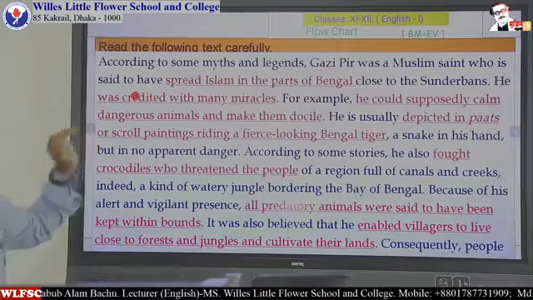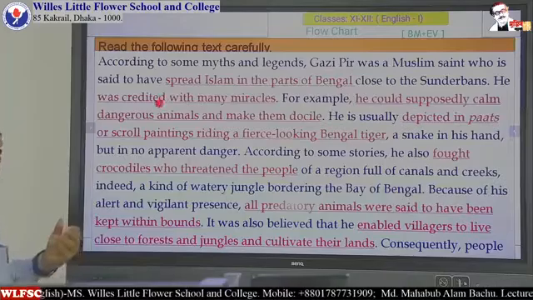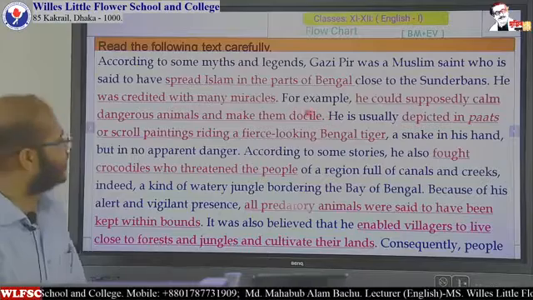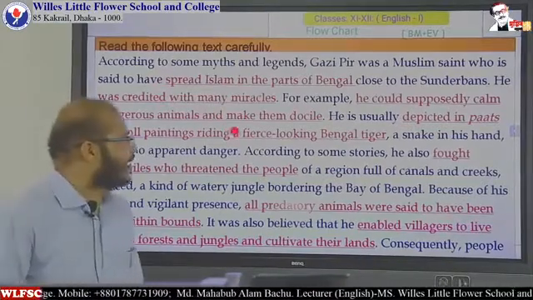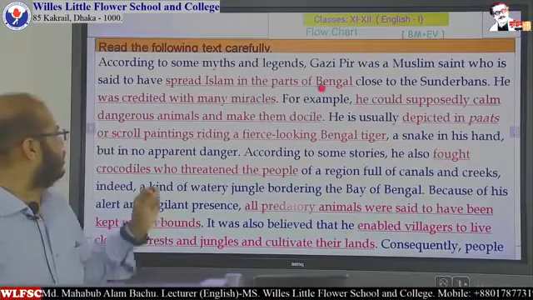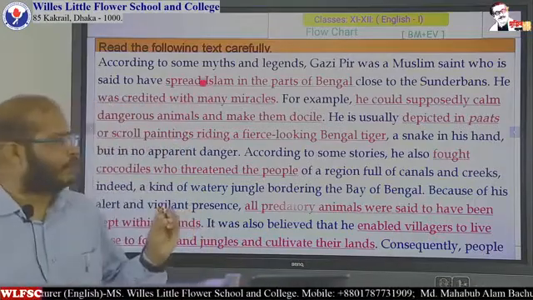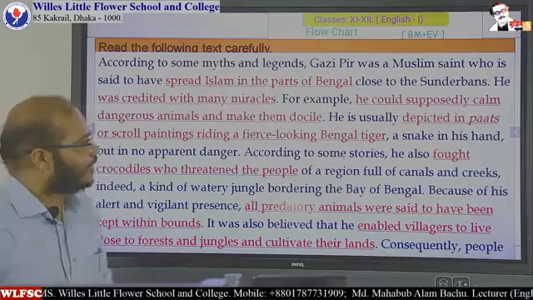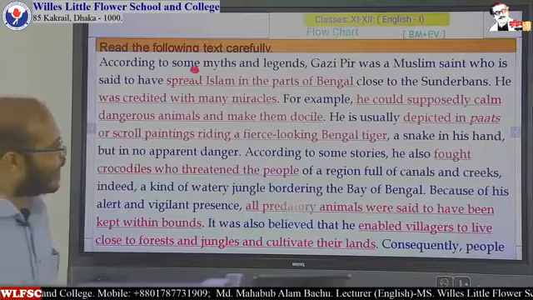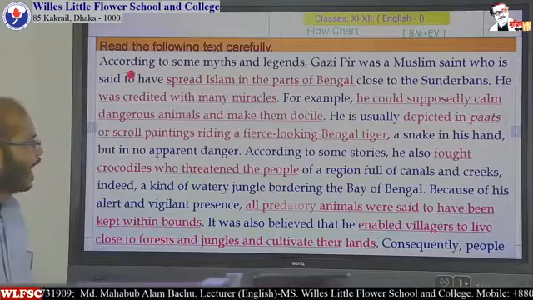It was his quality, or his extraordinary power. For example, he could supposedly calm dangerous animals and make them docile. So you know from the text that he could calm the dangerous animals, and he could also make them docile. He is usually depicted in a purse or a scroll painting riding a fierce-looking Bengal tiger, a snake in his hand, but in no apparent danger.